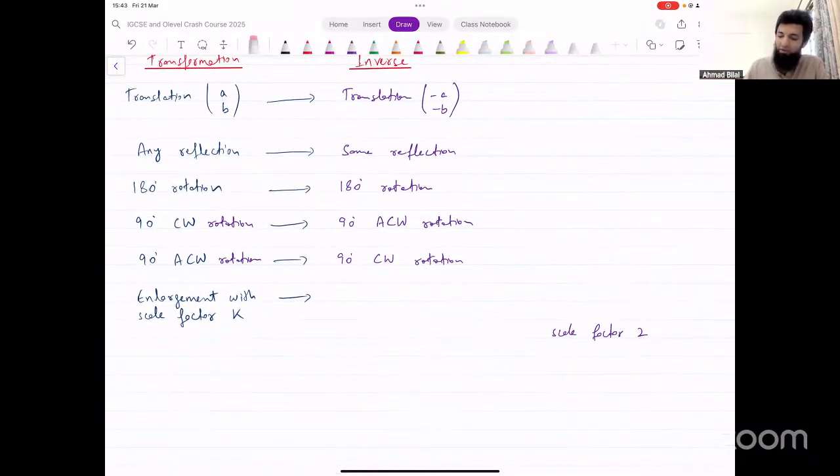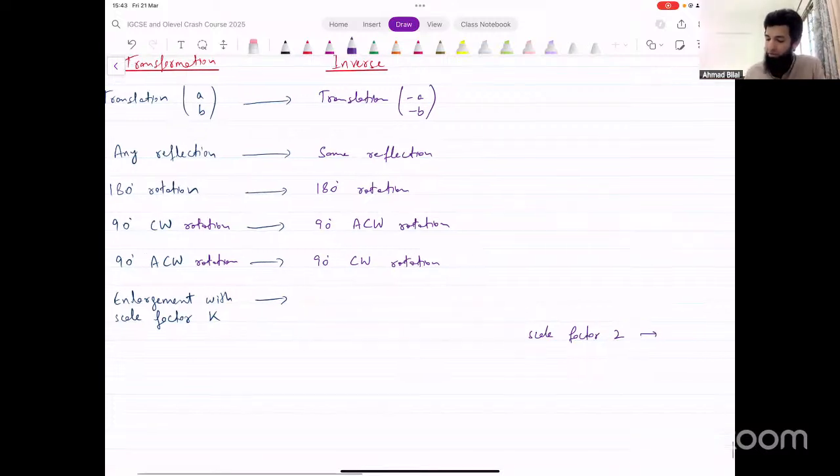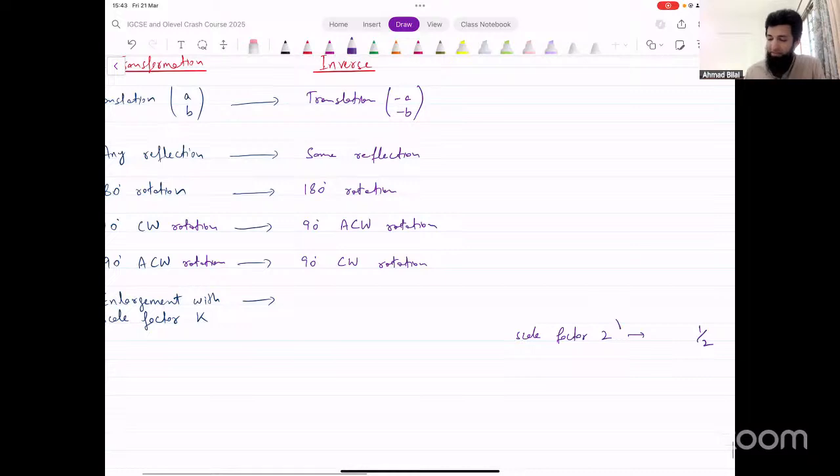If you want to go back to the original figure, scale factor 2 multiplied every side by 2, right? If you want to go back to the original figure, that means you would have to divide each length by 2 now. Or in other words, multiply by 1/2, the reciprocal of that. If you were multiplying by 2 earlier, now you're dividing by 2. So that's multiplication with 1/2.